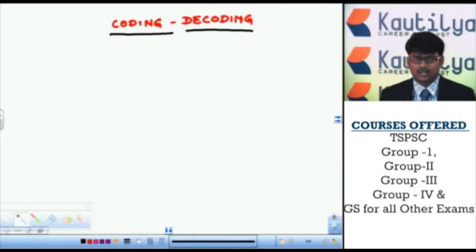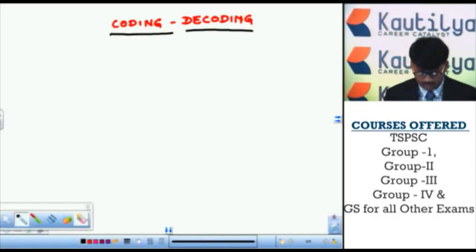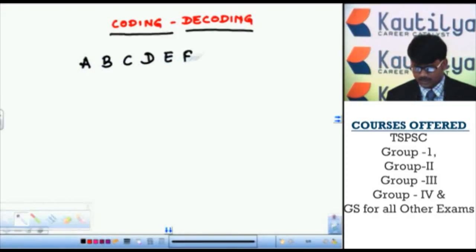So today's topic is coding decoding. Coding decoding is mainly based on alphabet. We have one alphabet, that is A to Z letters, which is called the alphabet. In that we have 26 letters, which we can write in a particular manner.